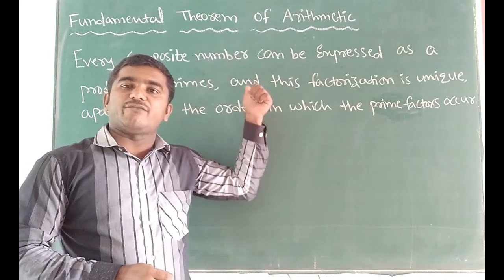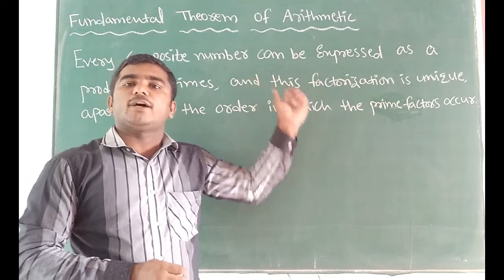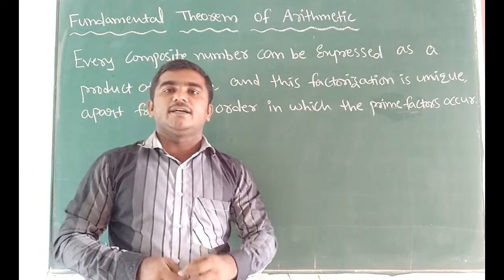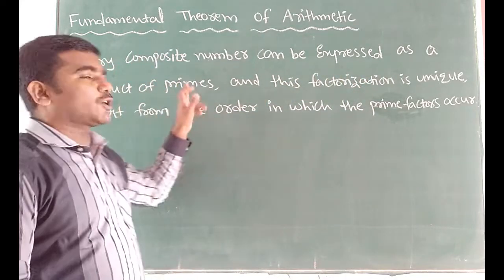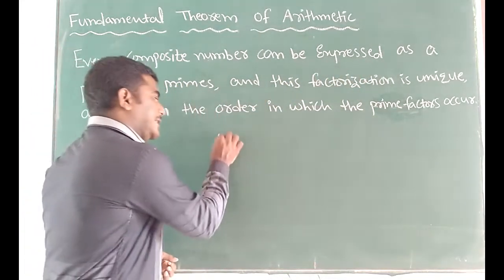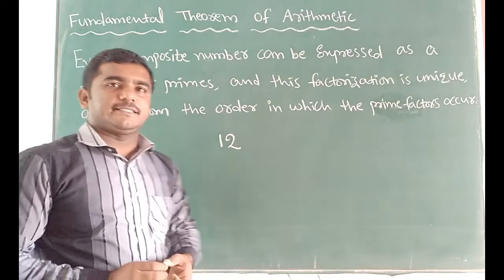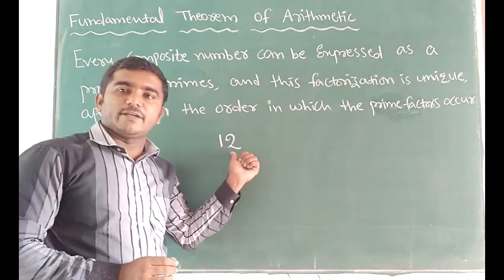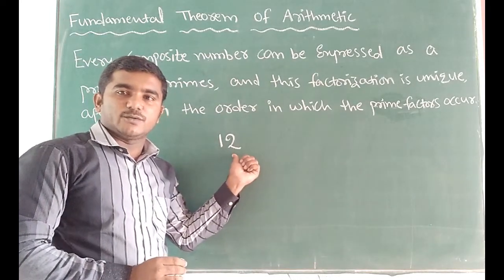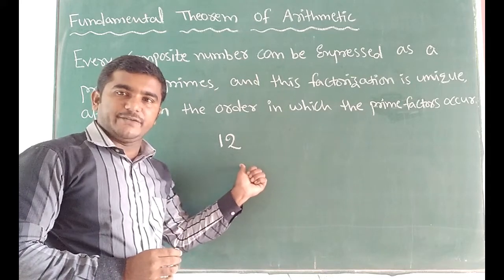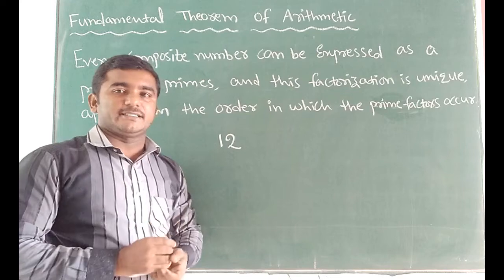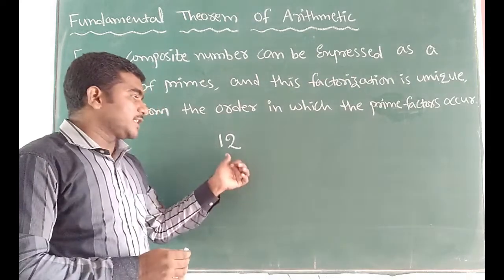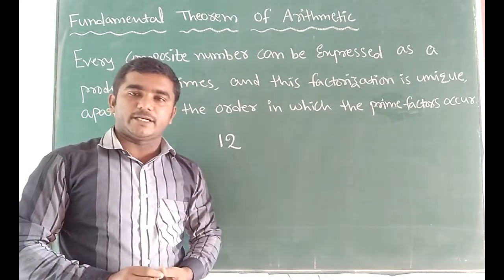Now, what is the theorem here? Every composite number we can express as a product of primes. For example, I am taking 12. Is 12 a composite number or not? Yes, it has more than two factors. What are the factors? 1, 2, 3, 4, 6, 12. These are all the factors. It has more than two factors, so 12 is a composite number.